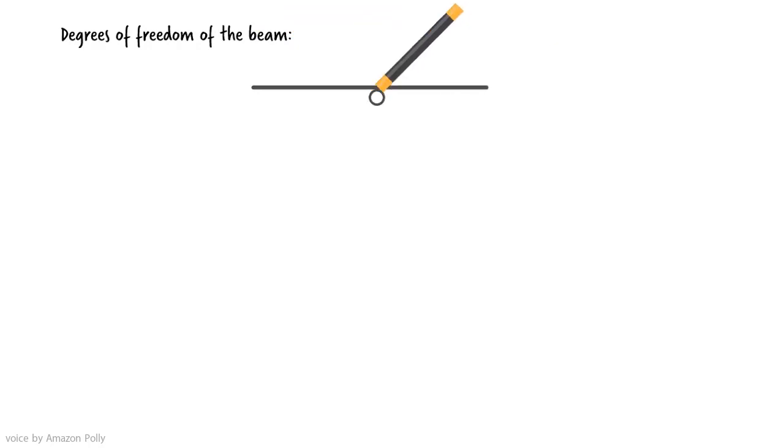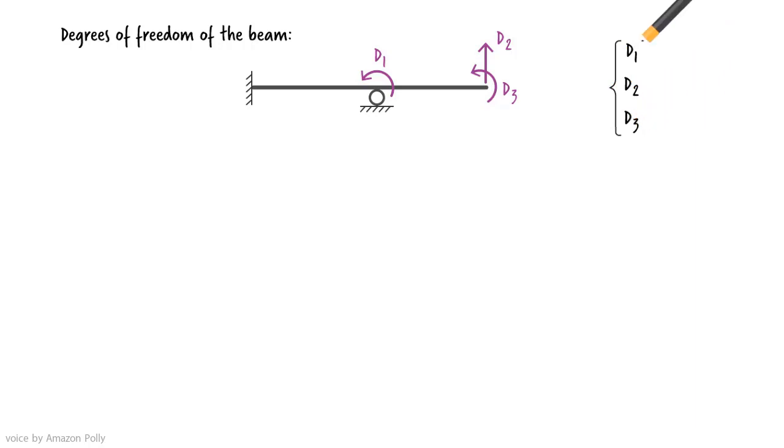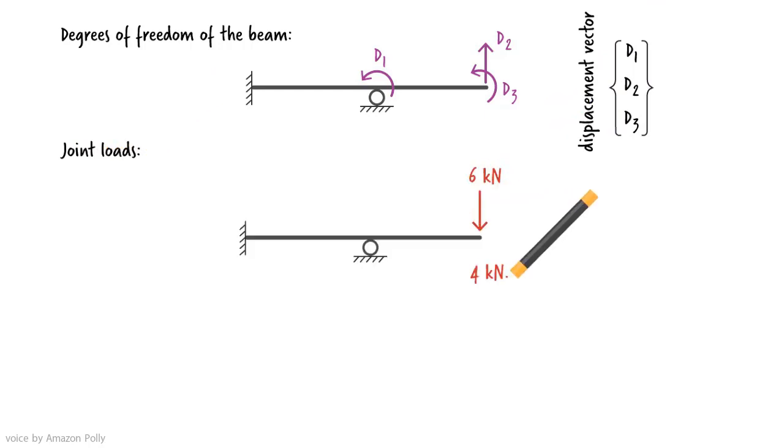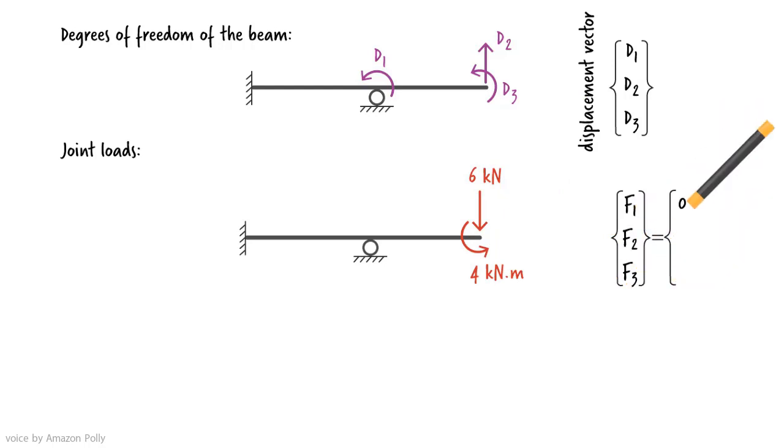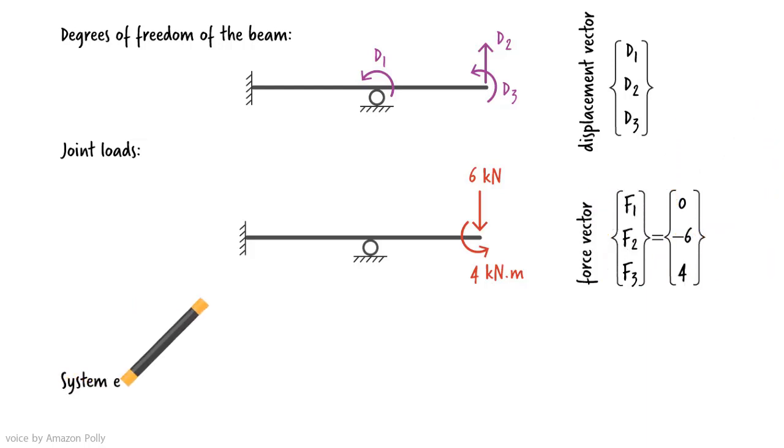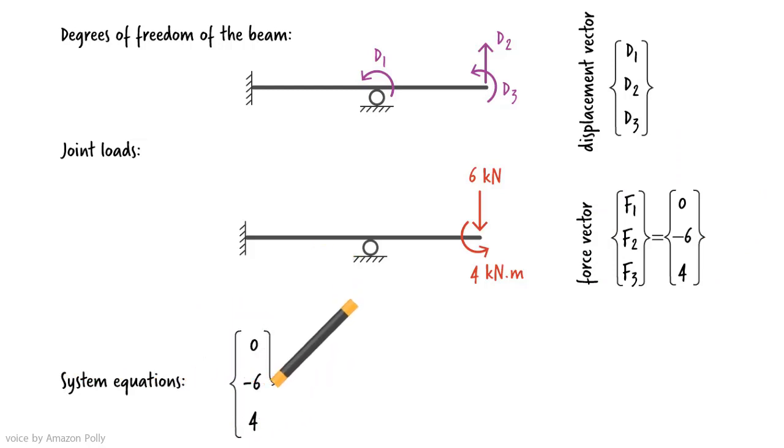The beam has 3 degrees of freedom. Rotation at B, vertical displacement at C, and rotation at C. The corresponding joint loads, then, are... Now, we can write the system of equations having the displacement vector as its unknown.